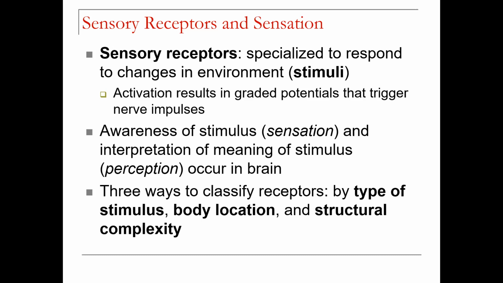Now, when we look at receptors in our bodies, and our bodies are covered with receptors both internally and externally, we have to look at our receptors by the type of stimulus that they're going to receive. Where are they in the body? And just how complex are the receptors? Is it a simple little touch receptor that gets activated when you push against it? Or is it something complex like the eyeball? Probably the most complex of all of our sensory receptors.